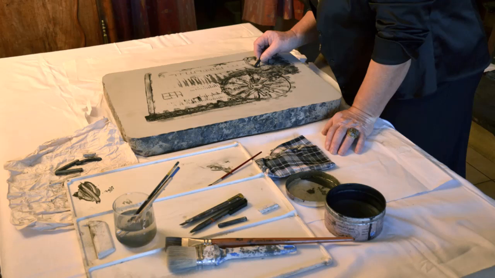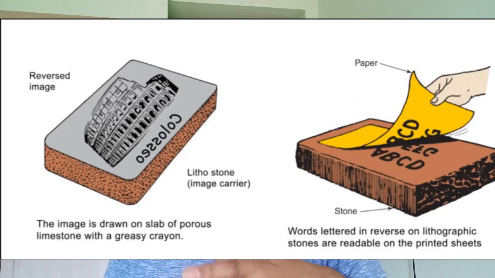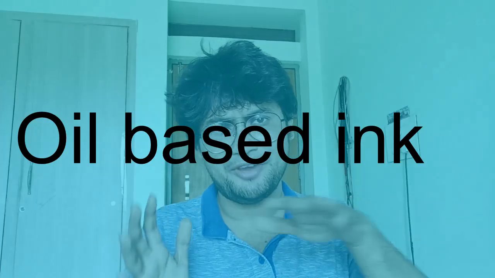So earlier in lithography, they used to take a flat stone and apply oil to draw pictures or text, and then they used to apply acid there. The parts where oil was deposited, the acid would not etch away, and the remaining part it would etch away or make more hydrophobic. And then after this process was complete, black ink or any type of ink was applied such that you can transfer the image which was drawn on the stone to a paper.